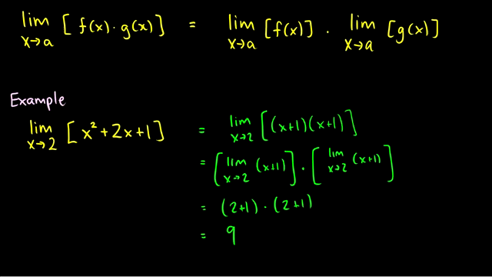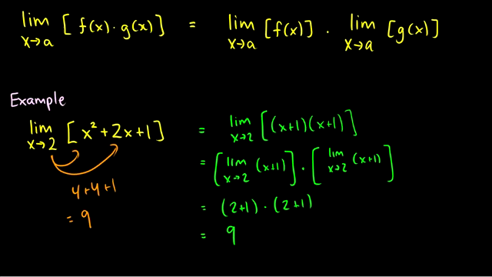And if we just plug 2 into all of our x values here, which we've already done before, this will be 4 plus 4 plus 1, which is just equal to 9. So we can see that even if we multiply two functions together and take their limits, we can just take the limits separately and then multiply them together later.